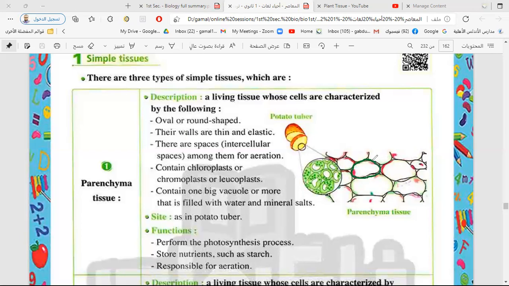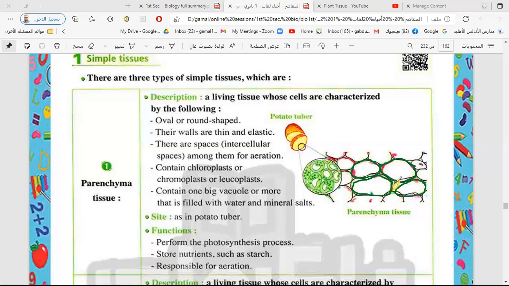Oval or round, okay? Shape. They are like spheres or circles. They have no angles. And they are round, and there are large spaces between them, and these spaces are for what? For aeration. They keep air inside these spaces.